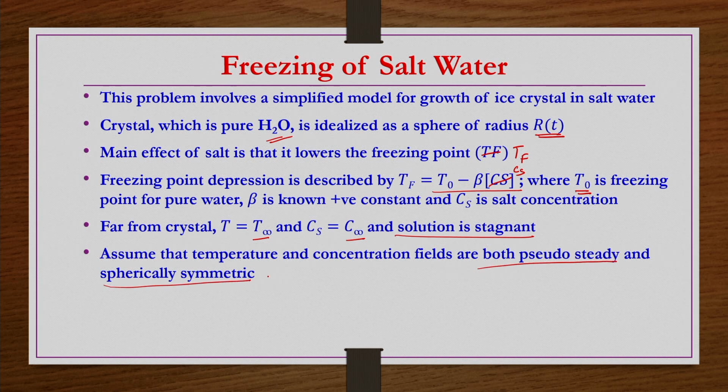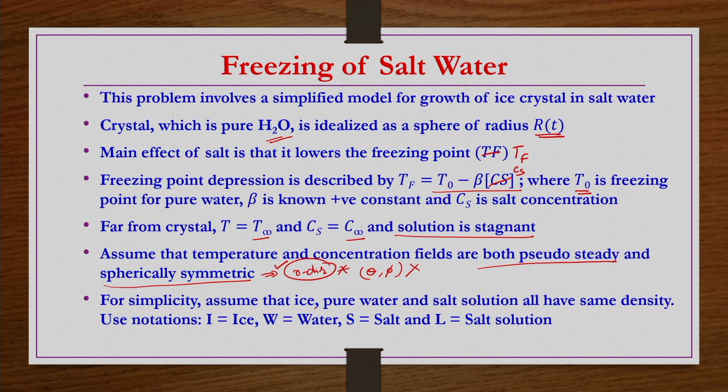Assume that temperature and concentration fields are both pseudo steady and spherically symmetric. When we say spherically symmetric, whatever changes in species concentration because of species conservation, and changes in temperature from solving the energy equation, all those things would be varying in only the r direction. So, we do not need to worry about theta and phi direction variations. We need to worry about variations in the r direction only, as long as the sphere is symmetrically spherical.